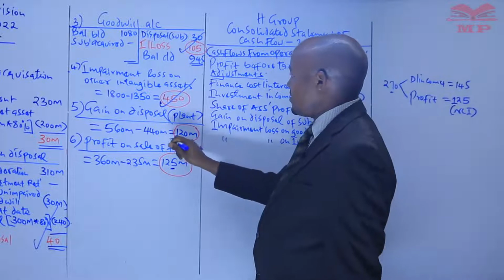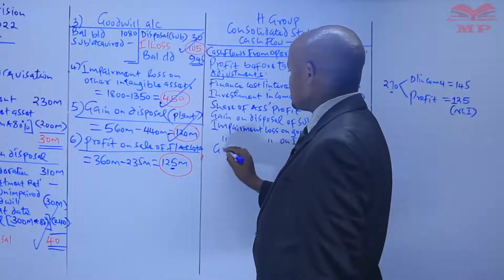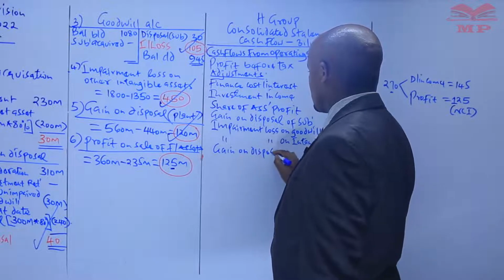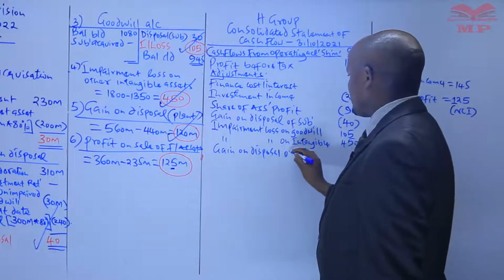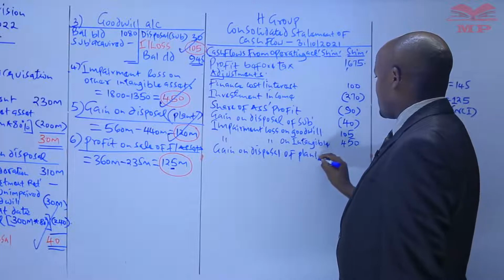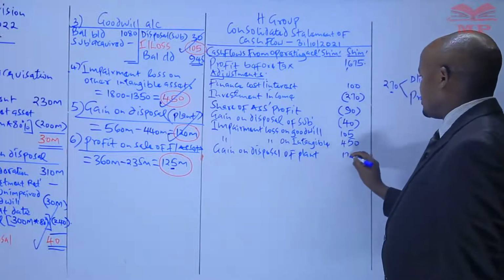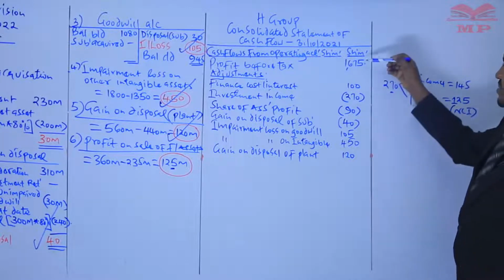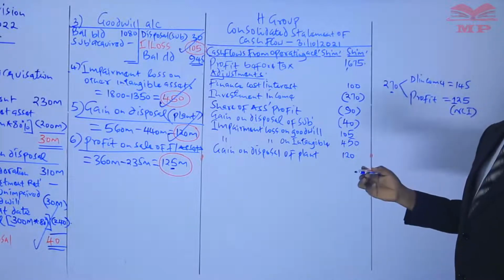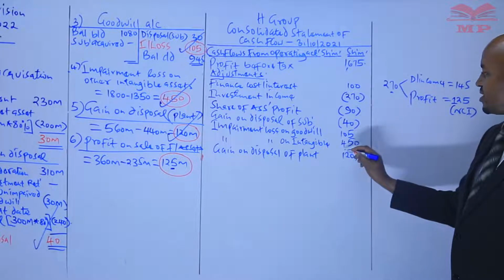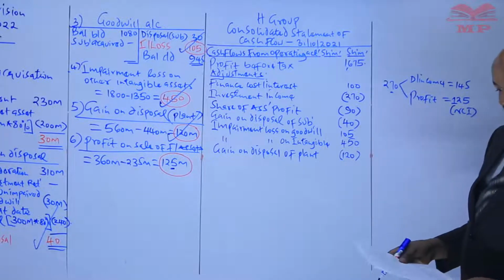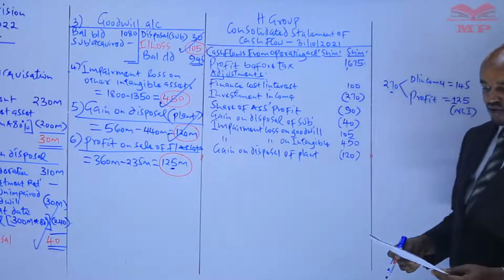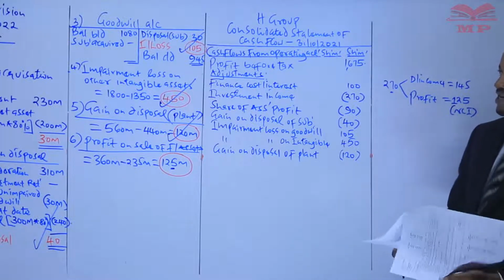And then we also have this gain on disposal of plant. How much is that? It is 120. So this gain, because this is an income, in arriving at this particular profit here, it has been added. And because it's a non-cash item, what do we need to do? We need to less it there. I think those are some of the items which we have from the additional information.